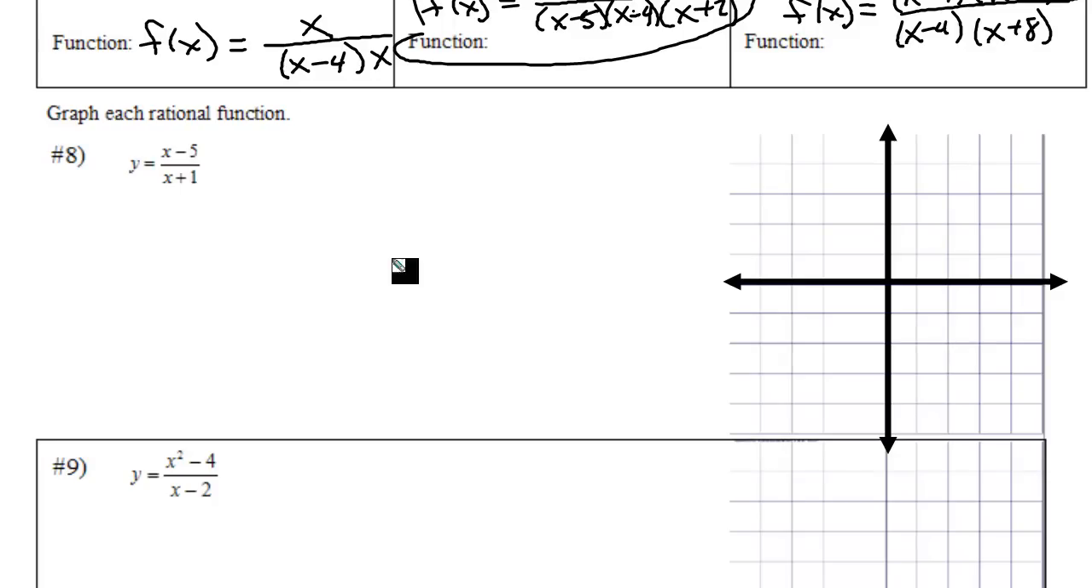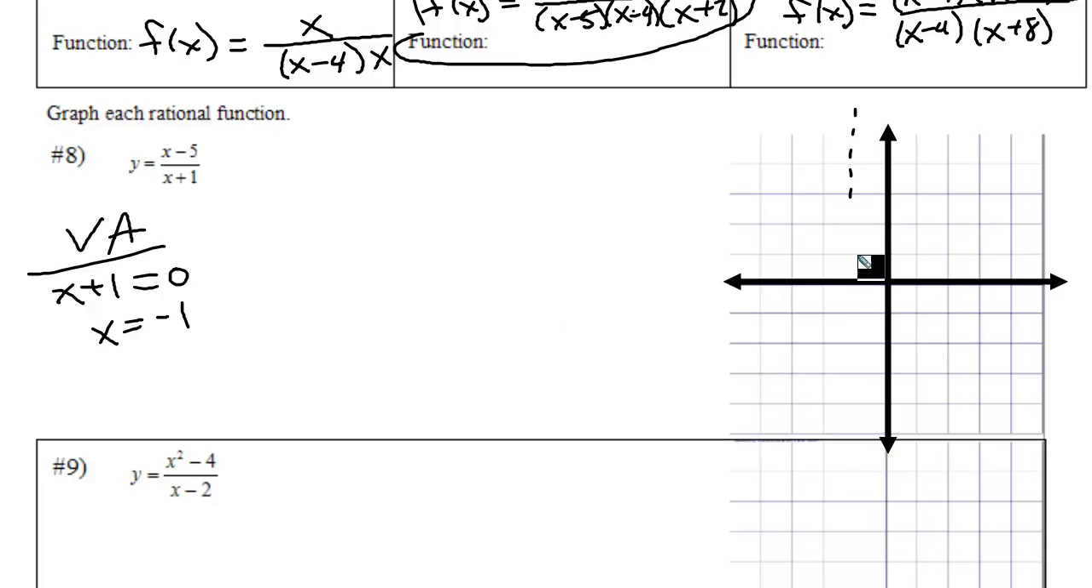Number 8, you're supposed to graph the rational function. To do so, we need to figure out where the vertical, horizontal, and slant asymptotes are. It's already factored, nothing cancels, so there are no holes. We're going to have a vertical asymptote by setting our denominator equal to 0 and solving it. So at x equals negative 1, we have this vertical asymptote.